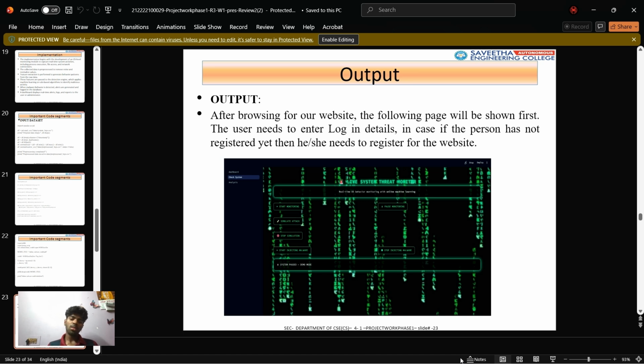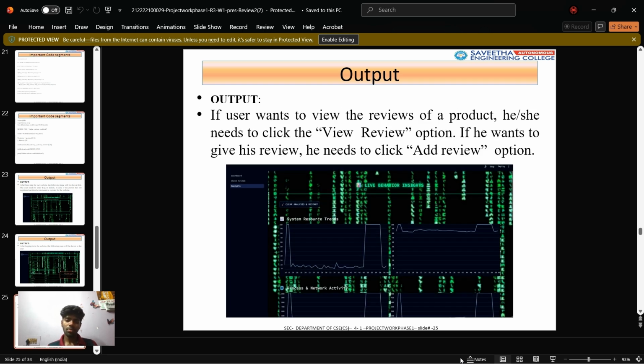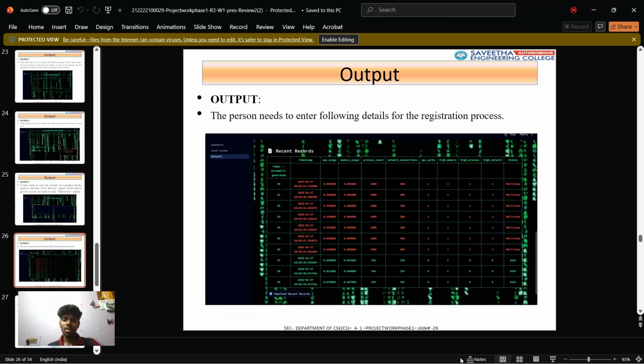So we saw the output in the previous demo session, how it works. The browser of a website will show first that the user needs to enter login details. In case the person has not registered, he needs to sign up or register for the website. After logging into the website, the following page will be shown to the user. If the user wants to view the reviews of the product, he needs to click the view review action, and this will show what kind of attacks have been performed. And the following logs have been recorded in this.